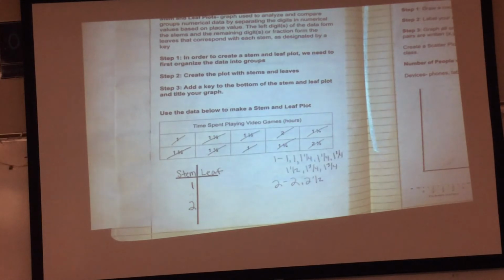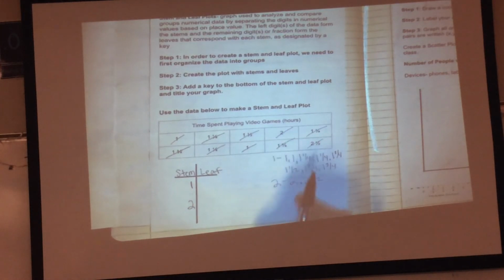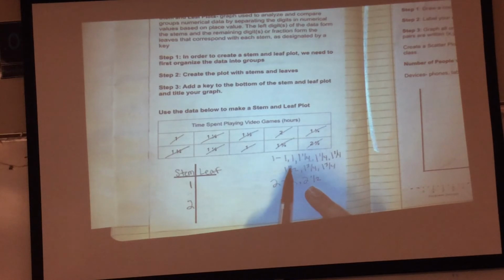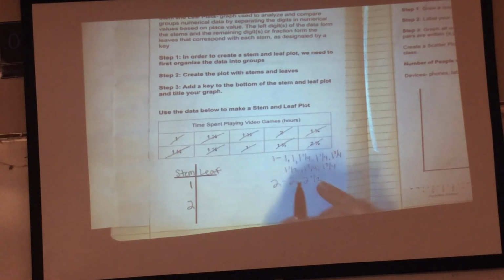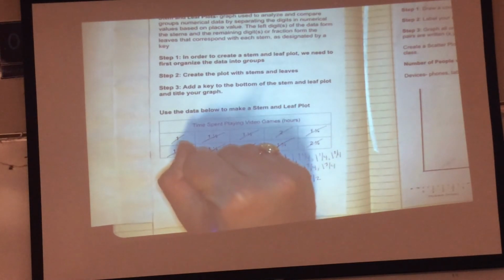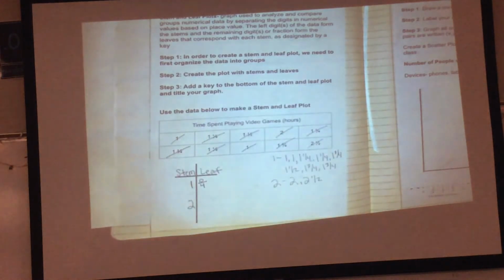0 over 2. Yes. We can do 0 over 2 or we can do 0 over 4, okay? If you look here, it would probably have been smarter for me to put 2/4 right here instead of 1/2, but I just simplified it. So since my stems' fraction forms are in fourths, my leaf for one whole, I'm going to put 0/4.